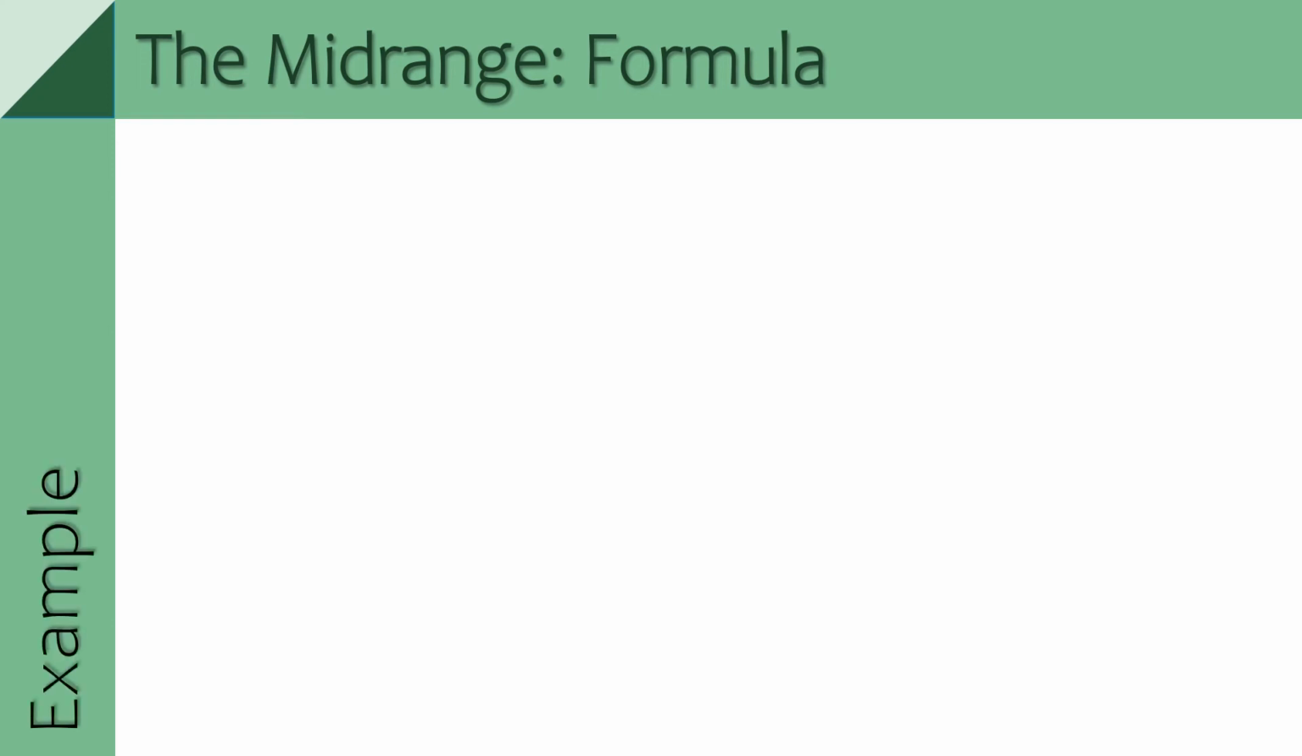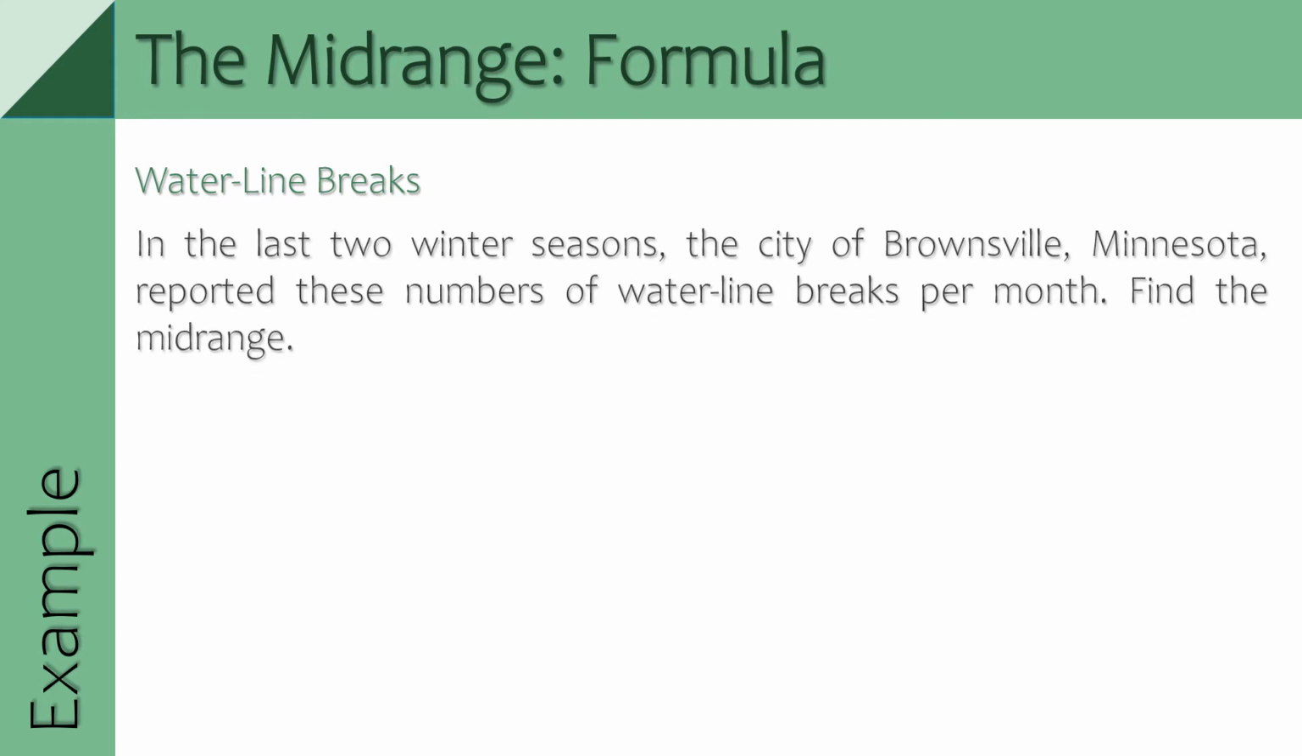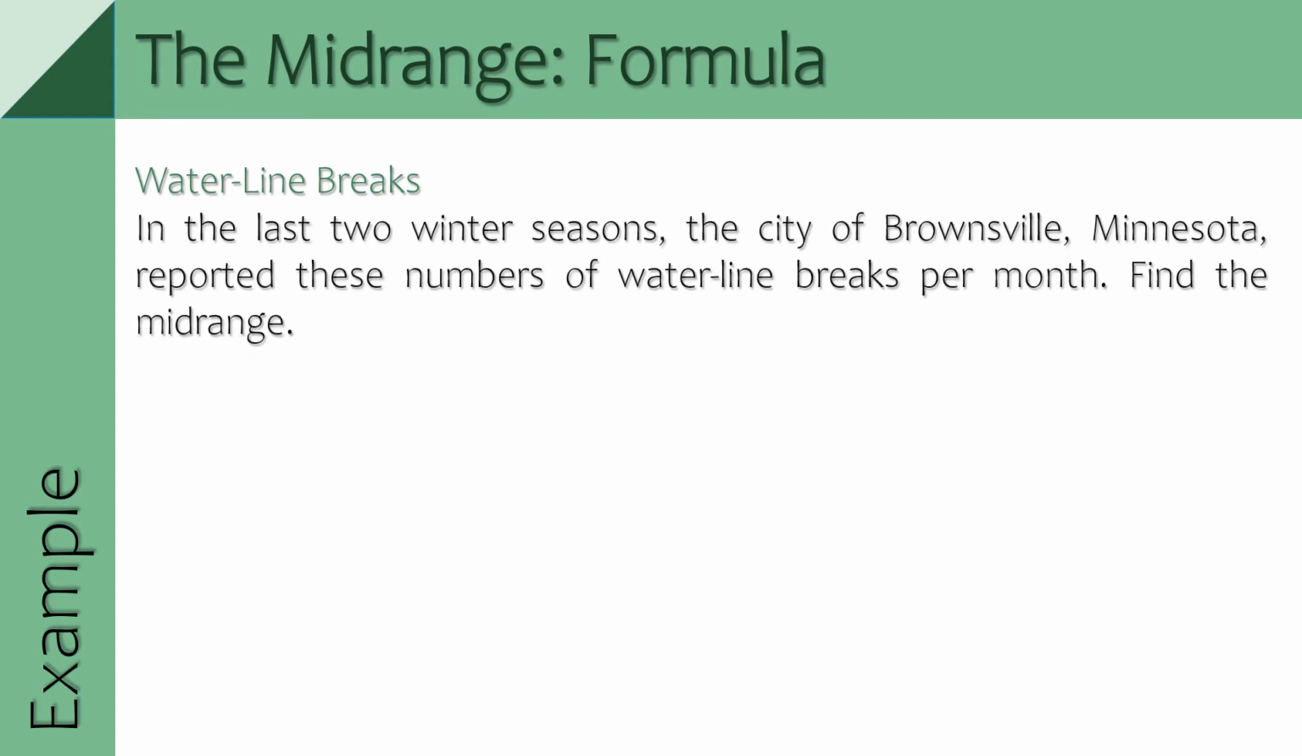Okay, so for example, we have the water line breaks. So in the last 2 winter seasons, the city of Brownsville, Minnesota reported this number of water line breaks per month. Find the mid-range. So we have 2, 3, 6, 8, 4, and 1.